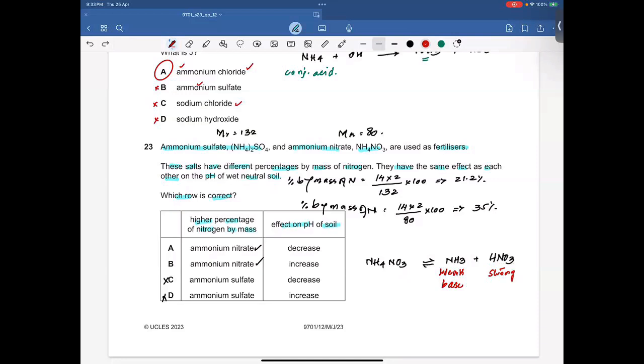So if HNO3 is a strong acid, obviously it ionizes fully in aqueous medium. And if it is a strong acid, obviously it has a lower pH value. So lower pH value is here, lower pH value is here. So I personally feel that A is going to be the right option. Okay.